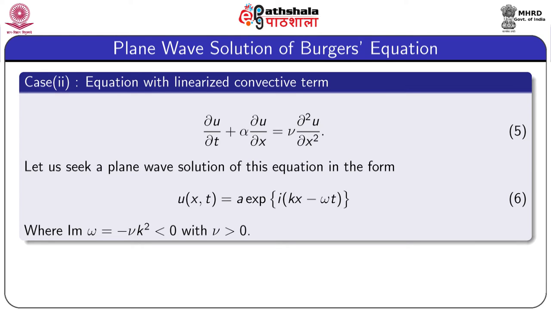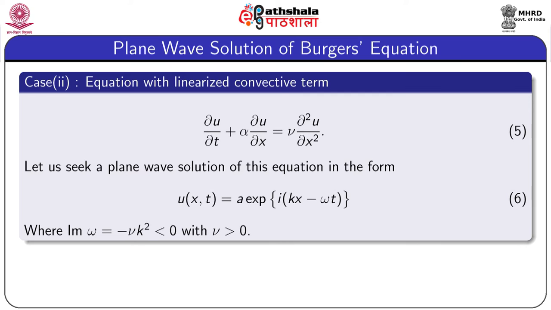Now, we are considering the case where the convective term is linearized. That means the convective term u del u del x is replaced by the linear convective term, alpha into del u del x, where alpha is a constant. So, we are going to solve equation 5.